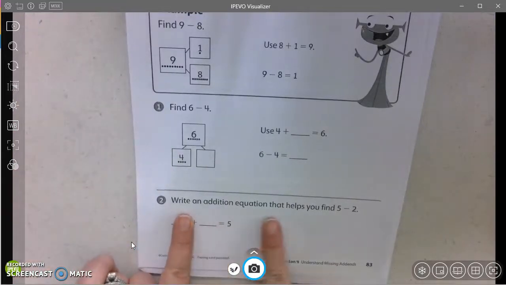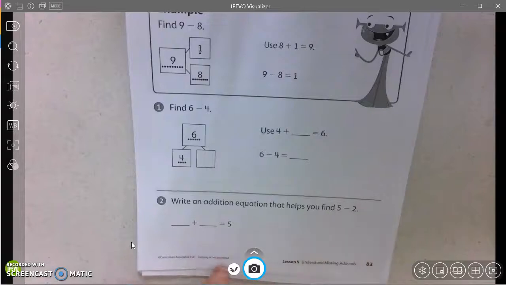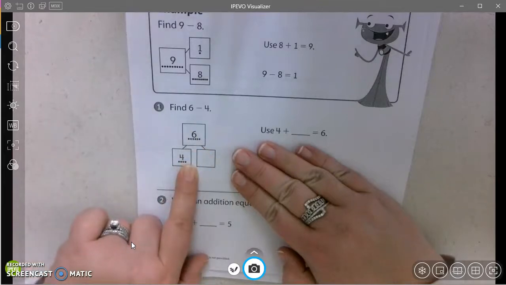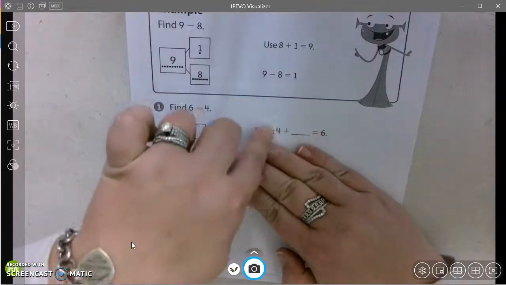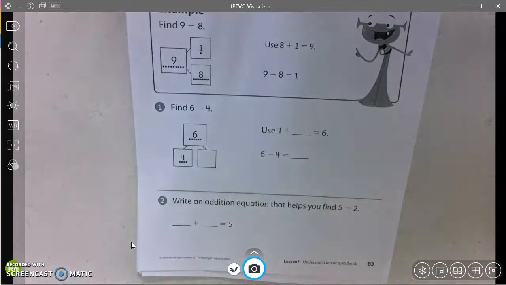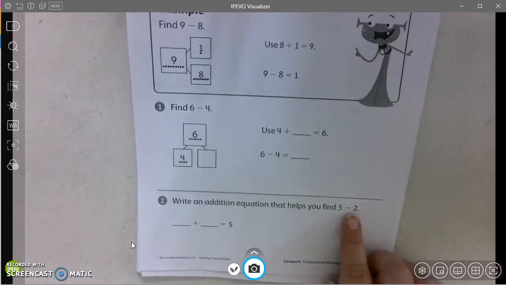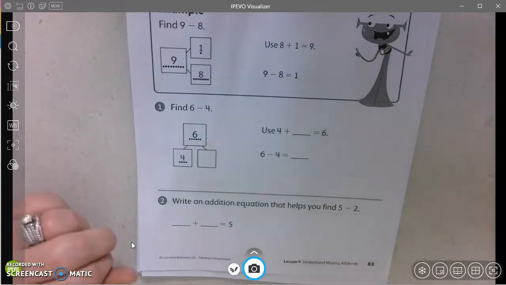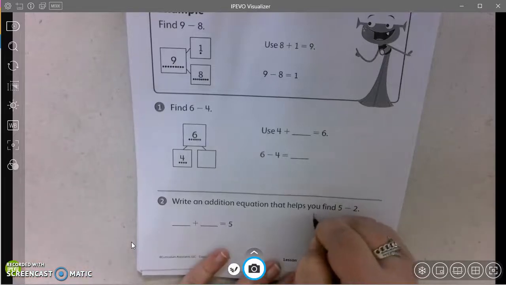Down here it says write an equation that helps you find 5 minus 2. But this is a plus sign. What it is asking you to do is to draw a number bond and to write your addition equation. Okay? Remember how when I said, okay, well, what's something that equals 5? This can be your part, but you have to use the numbers that they give you. Okay? That sounded really confusing as I heard it. You're going to draw a number bond.